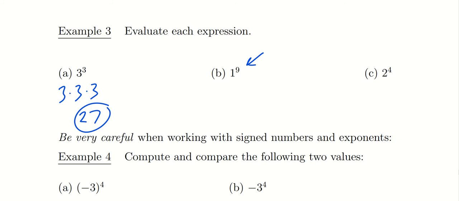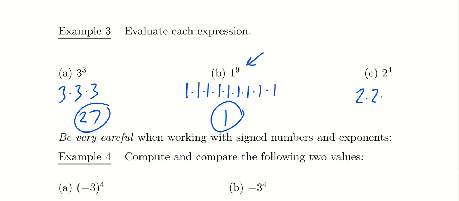Over here we have 1 raised to the 9th power. This is going to represent the multiplication of 9 ones. And we know that 1 times itself is going to be 1. 2 to the 4th, the base is 2, and we have an exponent of 4, so it's 4 2's all multiplied together. 2 times 2 is 4. 4 times 2 is 8. And 8 times 2 would give us a value of 16. So 2 to the 4th equals 16.